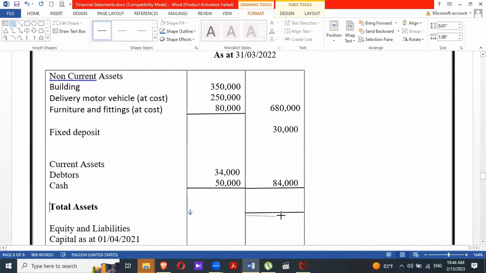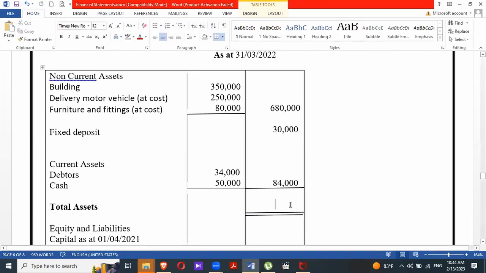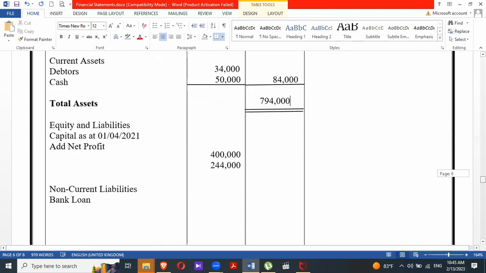Like this. So all together, the summation of 3 figures, 680,000, 30,000 plus 84,000, we can take the answer. $794,000. Right? The same value should appear in total equity and liability as well. We'll see.